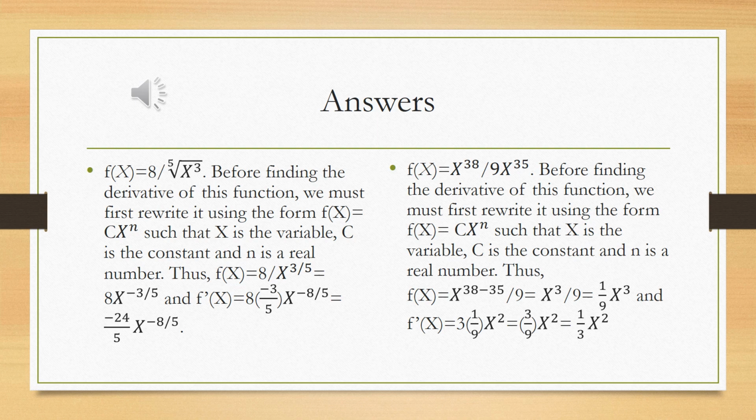F of x equals x to the 38 over 9 x to the 35, which is equal to x to the 38 minus 35 over 9, which is x to the 3 over 9, which is 1 over 9 x to the 3. Thus, f prime of x equals 3 times 1 over 9 x squared, which is 3 over 9 x squared, which is 1 over 3 x squared.